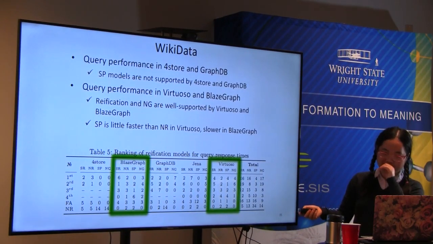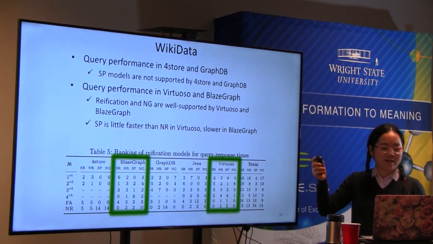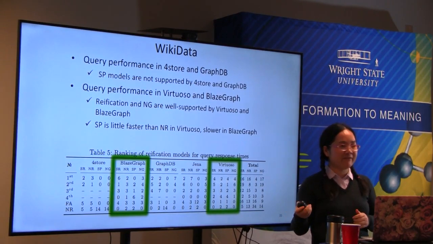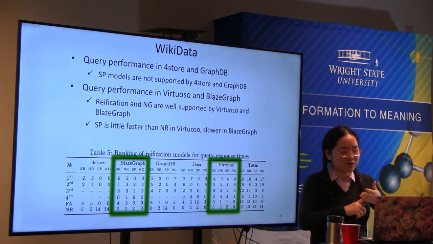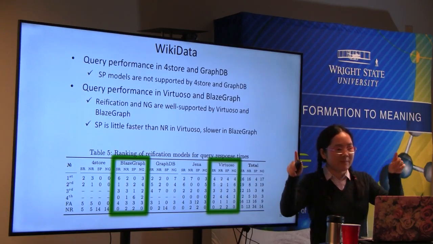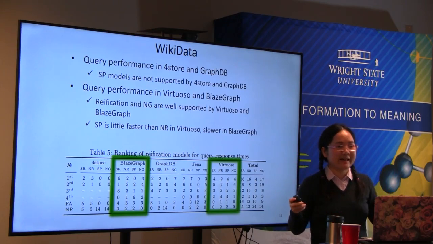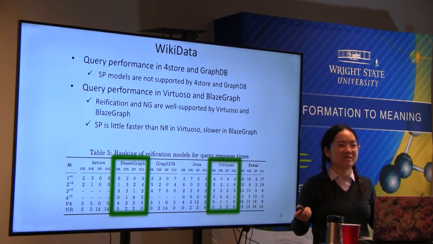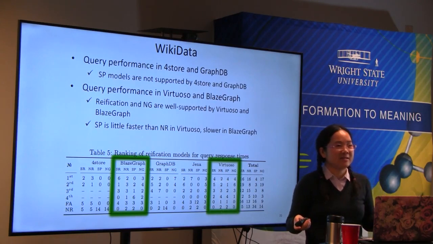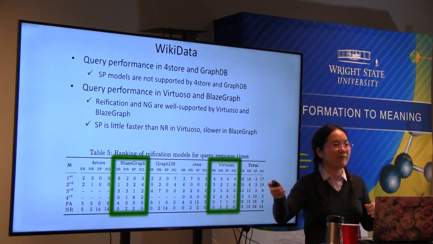So in the query performance, it turned out that the SP model is not supported by Forestall and GraphDB. The reason for that is, in RDF triple stores like Forestall and GraphDB, they made an assumption that the number of predicates is limited to 1,000, at most 10,000, but not billions. Because for the index, they create maybe one table for one predicate. If they load the SP dataset, they will create billions of tables, which is just impossible. And I think it's an unreasonable assumption. It may work for some cases, but in general, the RDF data model doesn't put any restriction on the number of predicates that we should have.